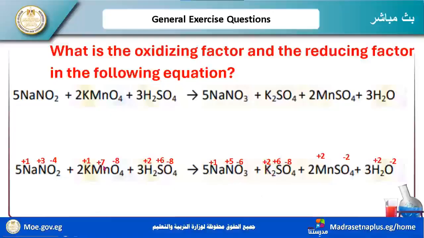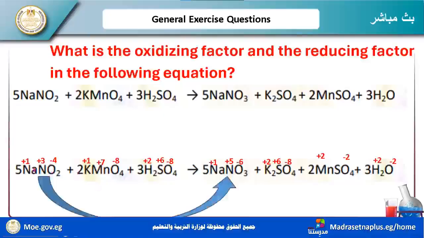Manganese positive 7 is converted into manganese positive 2. Here the change is positive 2 minus positive 7. The result is negative 5. So the manganese ion gains 5 electrons. Now here we can benefit from that. You have negative 5, I mean the electrons gained from here.